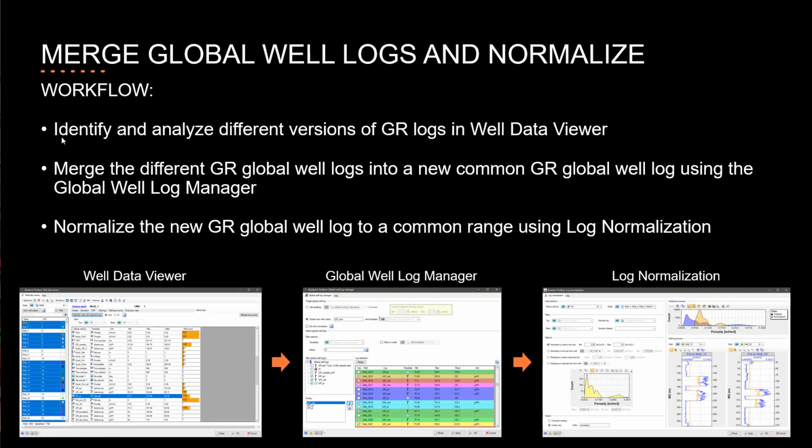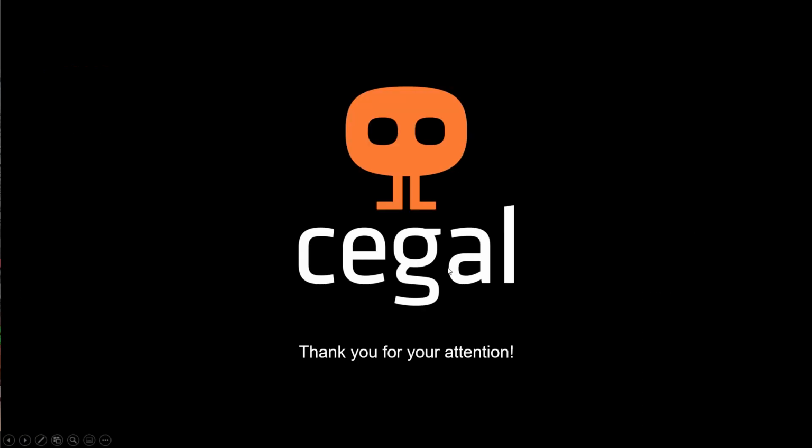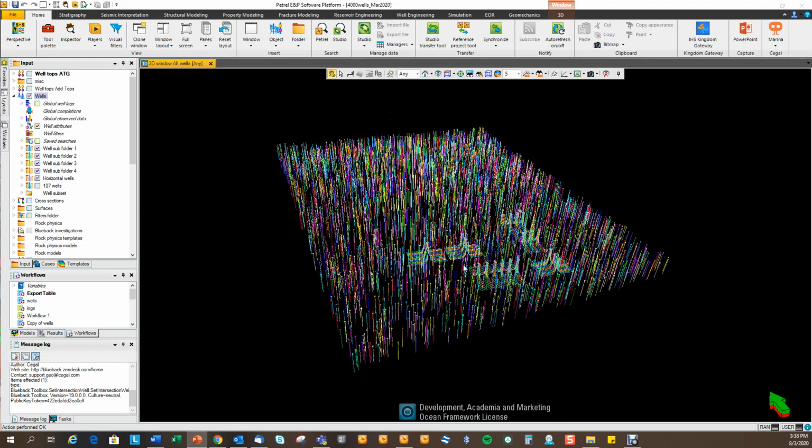Then we will merge the different gamma ray global well logs into a new common gamma ray global well log using the global well log manager. And finally, we will normalize the new gamma ray global well log to a common range using the log normalization tool. So now we will jump to Petrel and have a look at the workflow.